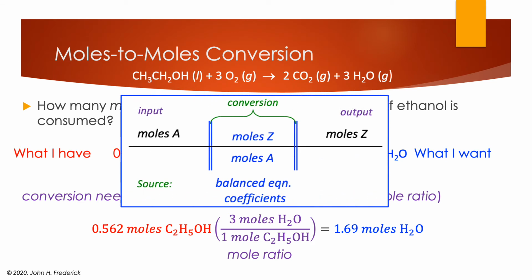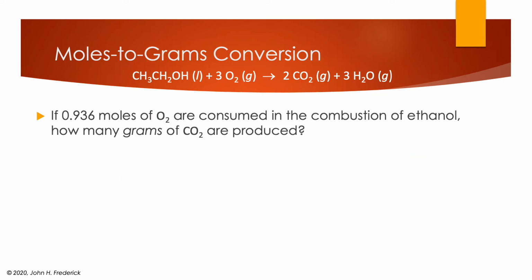Now here's a chart that shows you kind of how to conveniently lay these things out. In this chart, A is the thing that you're given and Z is the thing that you need to find. And that's always going to be true in these charts. So the conversion factor is the only one that's in the middle, and it comes from the balanced equation coefficients. So it's moles of Z to moles of A. This chart shows you that you would cancel moles of A and you would be left with moles of Z for your output.